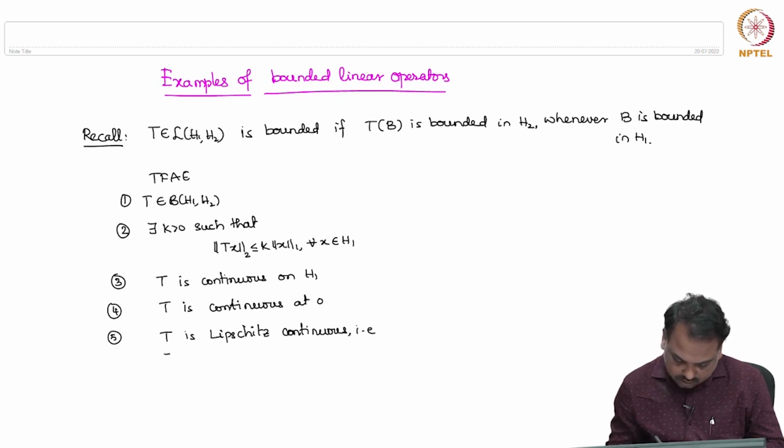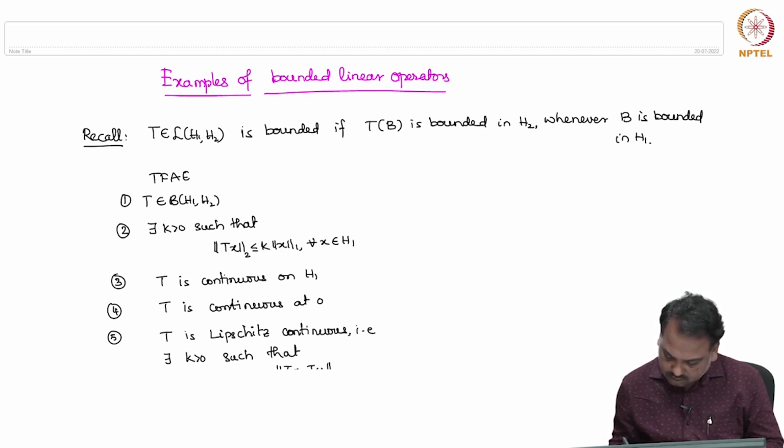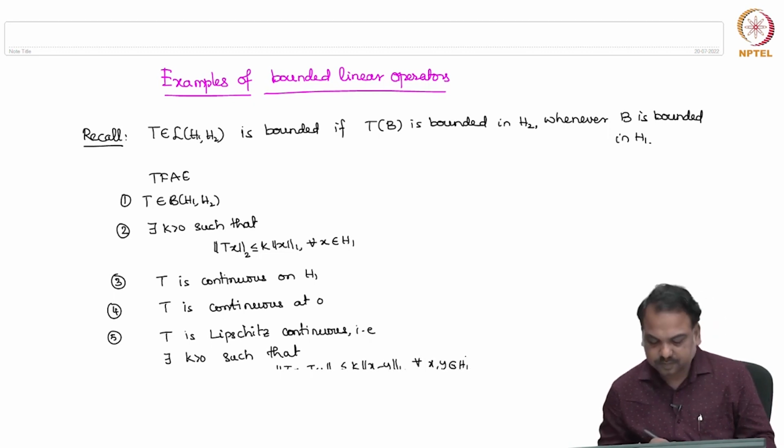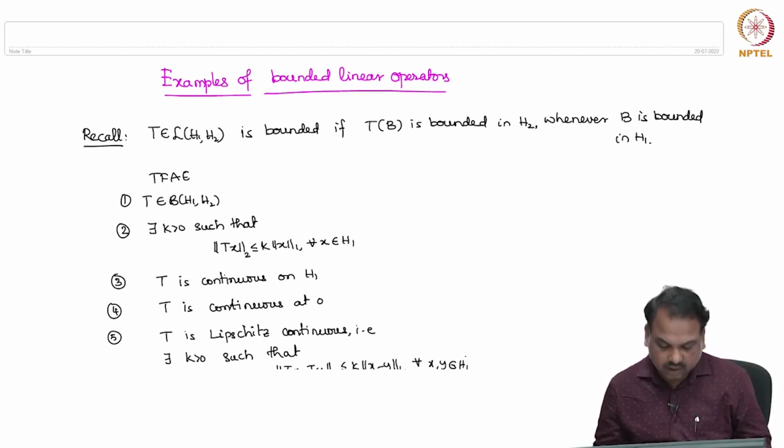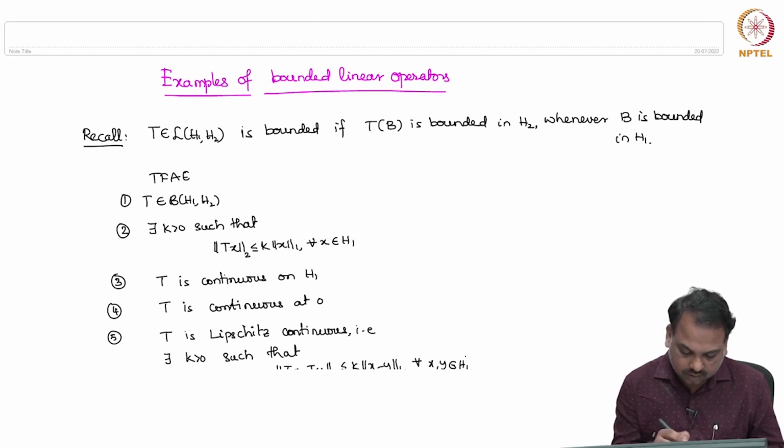That means there exists some constant K such that norm of Tx minus Ty is less than or equal to K times norm x minus y for every x, y in H1. These are the five equivalent conditions we have seen for an operator to be bounded. So if we start here, we have a linear transformation, then the following are equivalent.